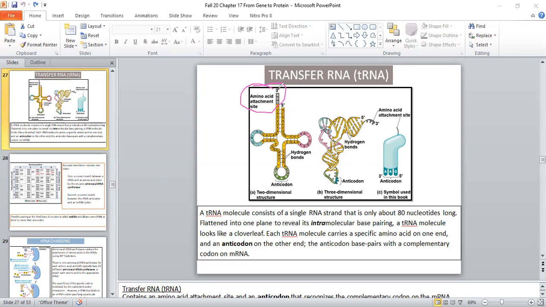Each transfer RNA is made up of almost 90 nucleotides. Important thing. 90 nucleotides. Okay. A transfer RNA molecule consists of a single RNA strand that is only about 80 nucleotides long. Okay. Correct? Yes. So obviously, what is the function of the transfer RNA? They transfer the amino acid. Amino acid will be attached where? At the 3' hydroxyl part of the ribose or nucleotide.